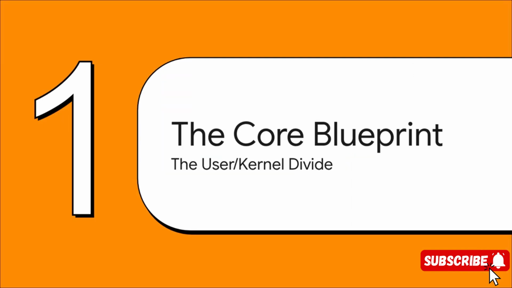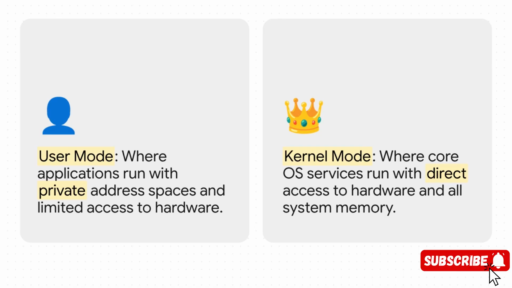Okay, so at the heart of literally every modern OS is this one huge architectural decision. You have to separate the powerful, privileged stuff from the everyday user applications. And this isn't just some casual design choice. It's the absolute bedrock of system stability and security. This separation creates this crucial protective barrier.